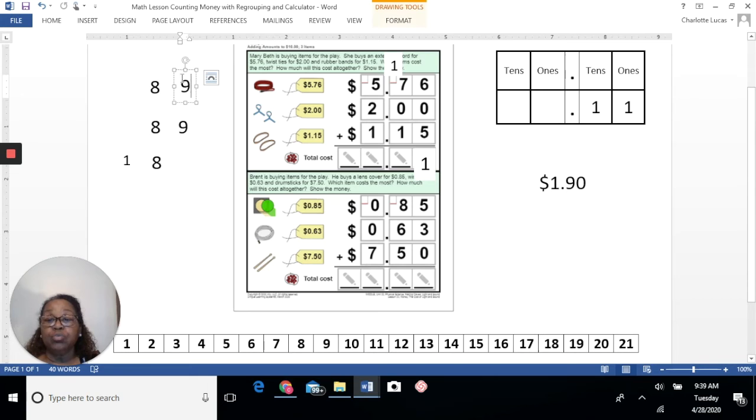We don't have to regroup. In other words, we don't have a 2-digit number. We have a 1-digit number. We can put our 9 there.